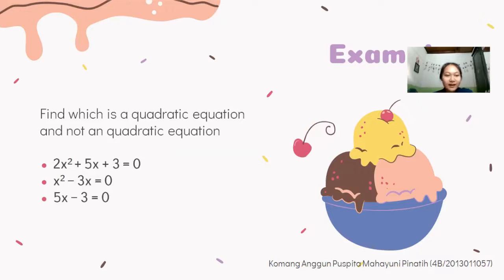And the second, x squared minus 3x equals 0. This equation also has a second degree in x, and this is a quadratic equation. And the third is 5x minus 3 equals 0. This example is not a quadratic equation because in this equation x squared is missing. In other words, a equals 0, which means it cannot be a quadratic.